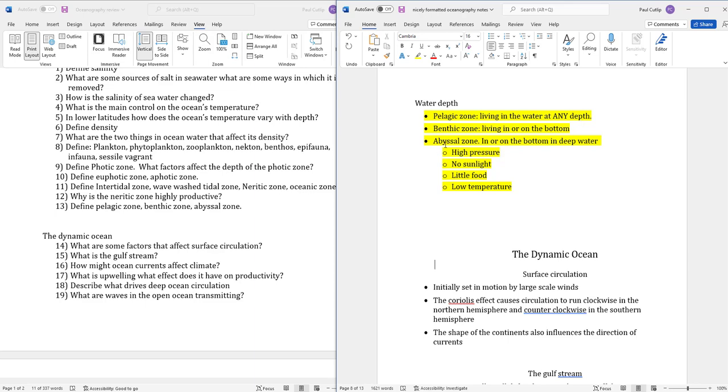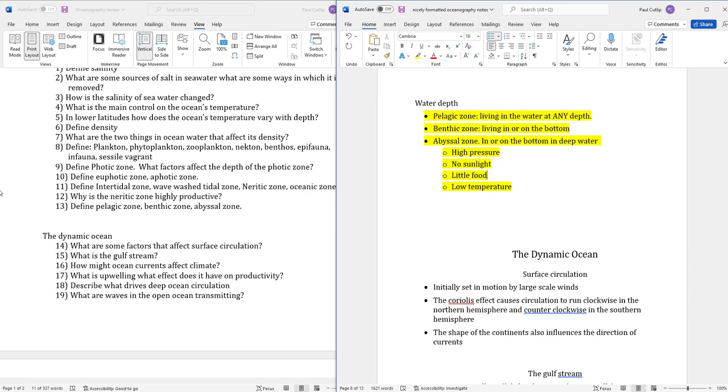Benthic zone is anything living in or on the bottom. There's that word benthos, benthic, same root word. So in or on the bottom. And then the abyssal zone is, of course, in or on the bottom, but in very, very deep water, right off the continental shelf, where it's dark and cold. And so you have very high pressure water, very low sunlight, not a lot of food. It's cold, etc. It's a very, very difficult place to live, but things do manage to live there.